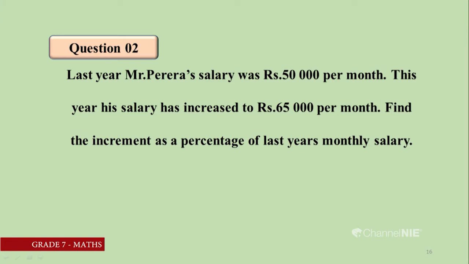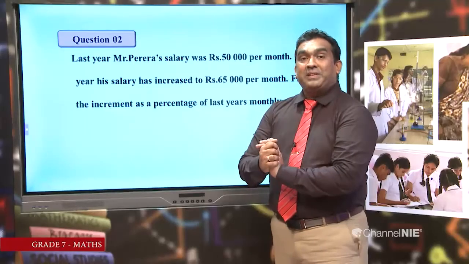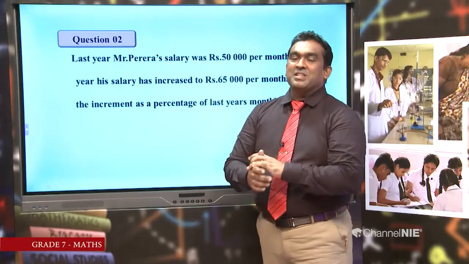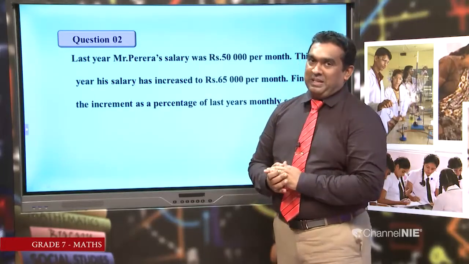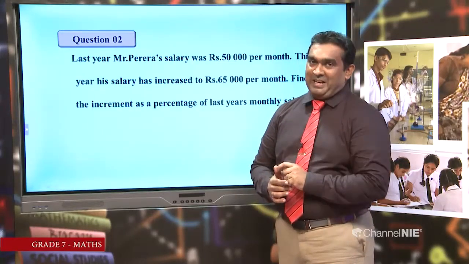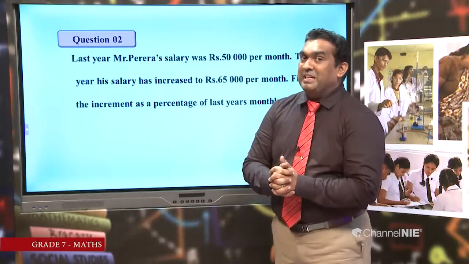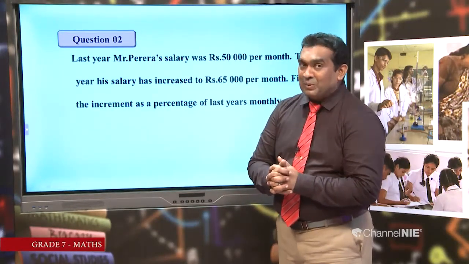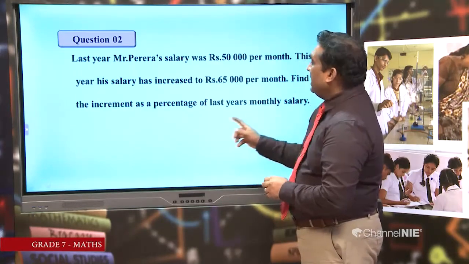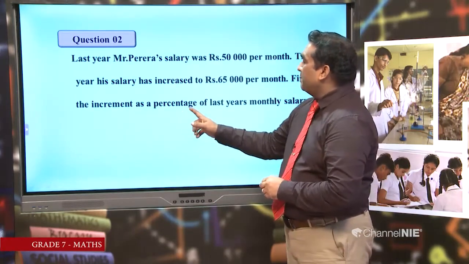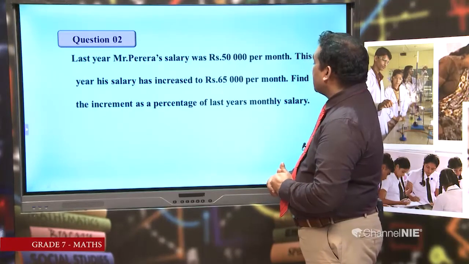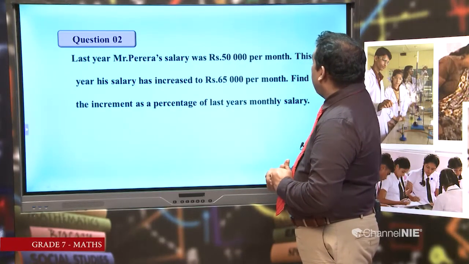What is the initial value? 50,000. Increased by 15,000. Then 65,000 rupees. What is the increment there? Increment, the difference. Increment is 15,000. Find the increment as a percentage of last year's monthly salary.